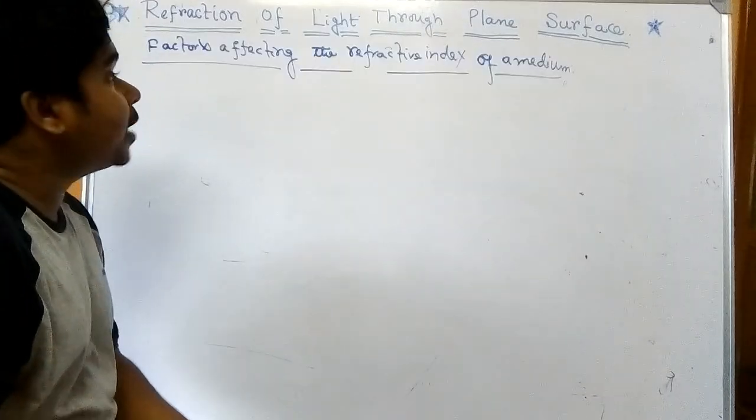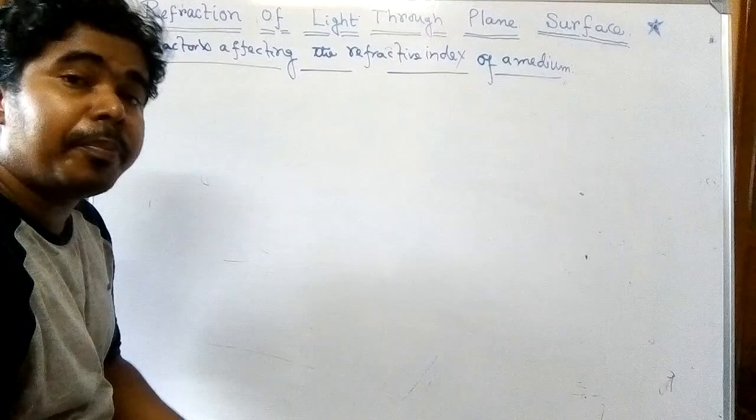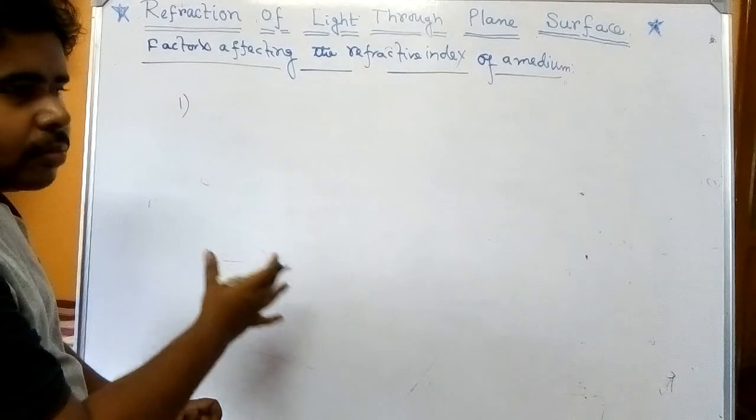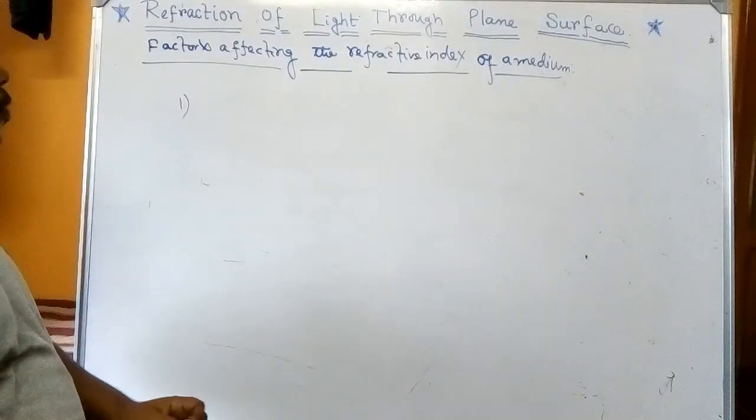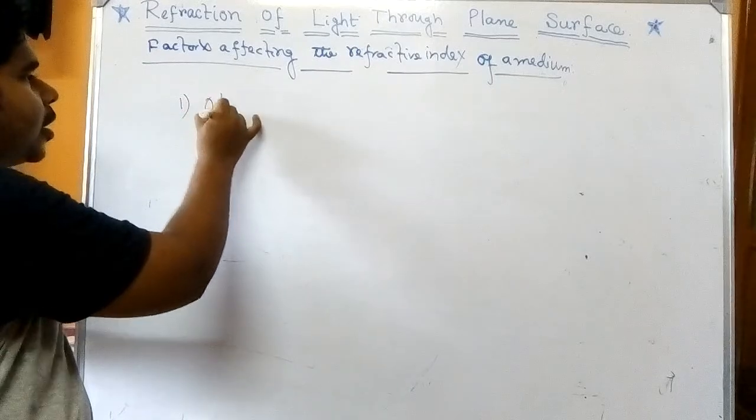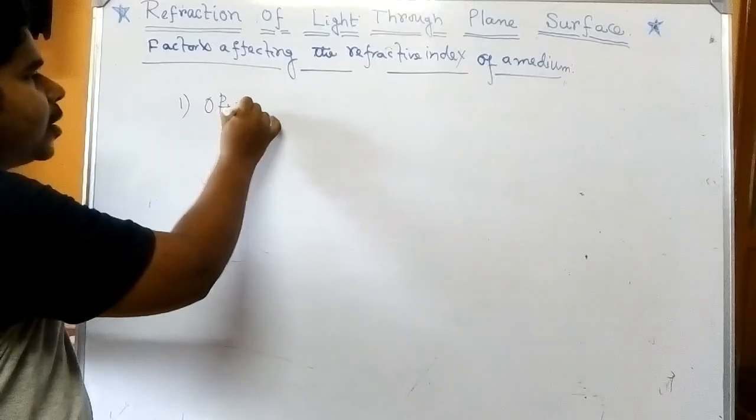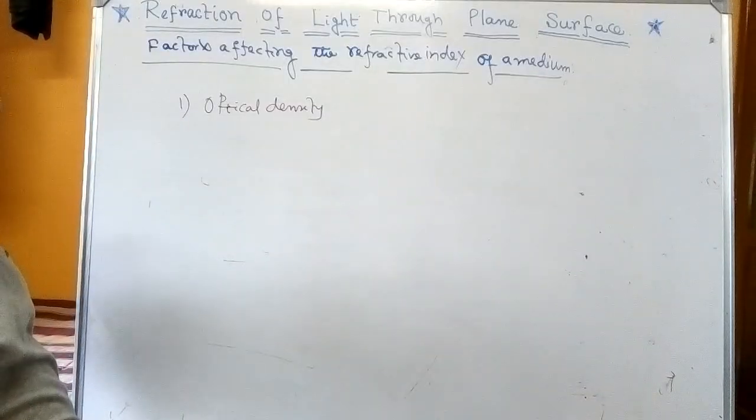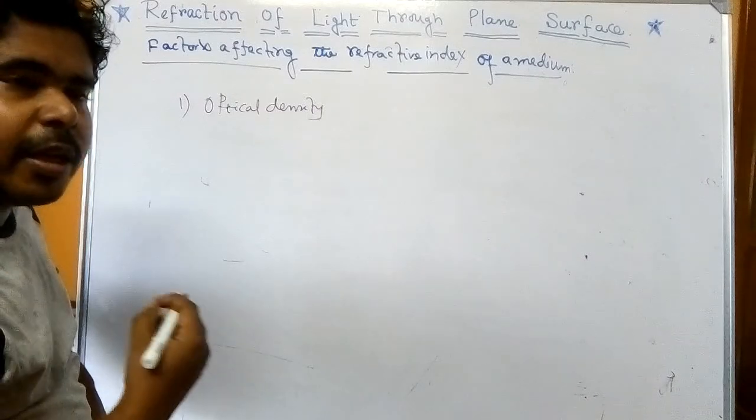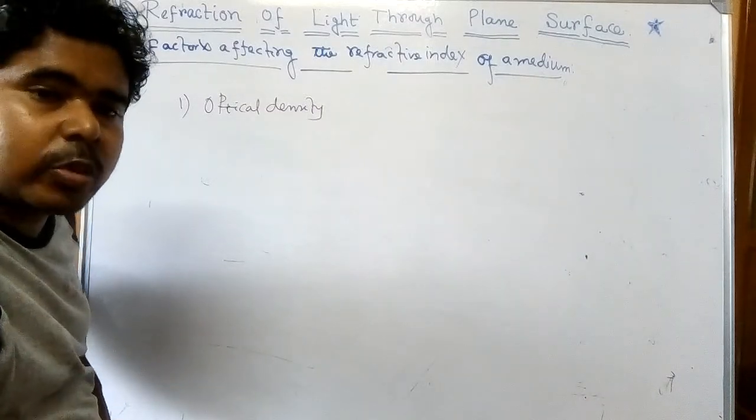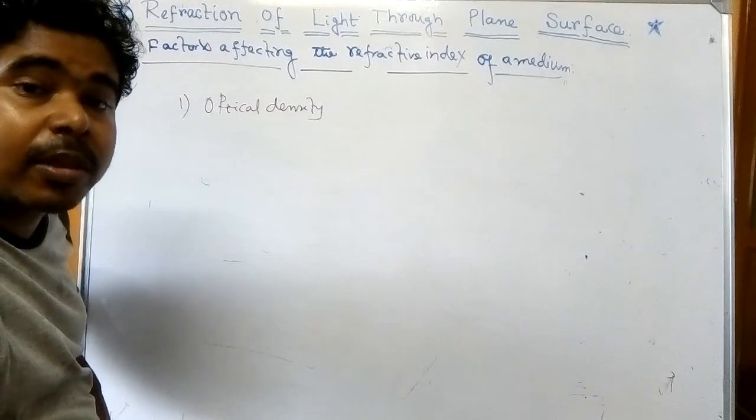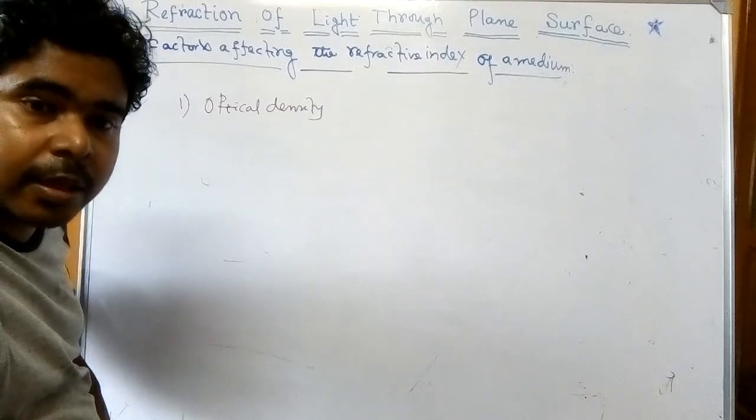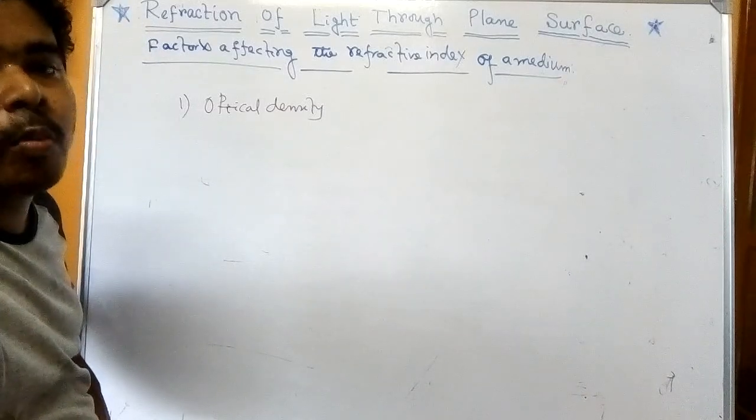Okay, factors that affect the refractive index of a medium. From the things we have discussed just now, we can understand it clearly depends on the optical density of a medium. If the optical density is more in a medium, then in that medium the speed of the light is less, and as the speed of the light is less, the refractive index is more there.